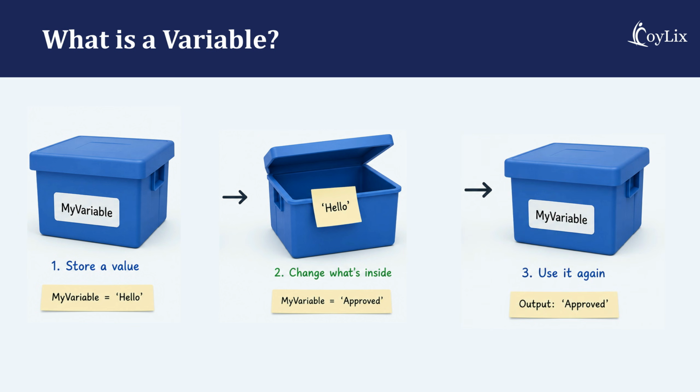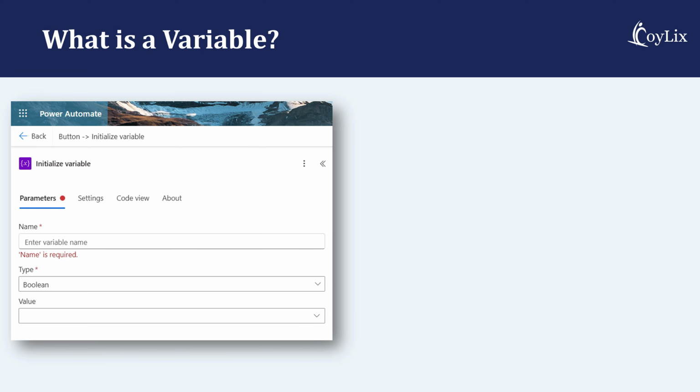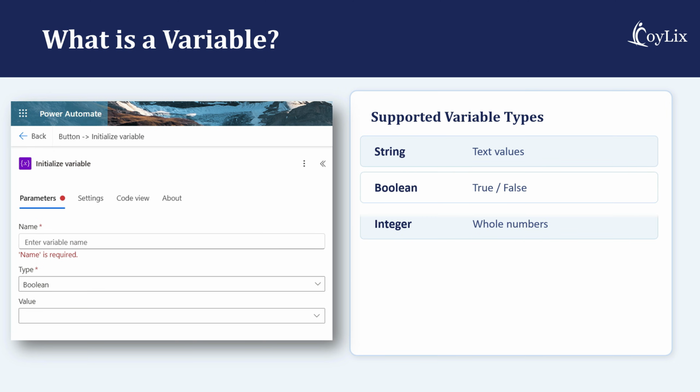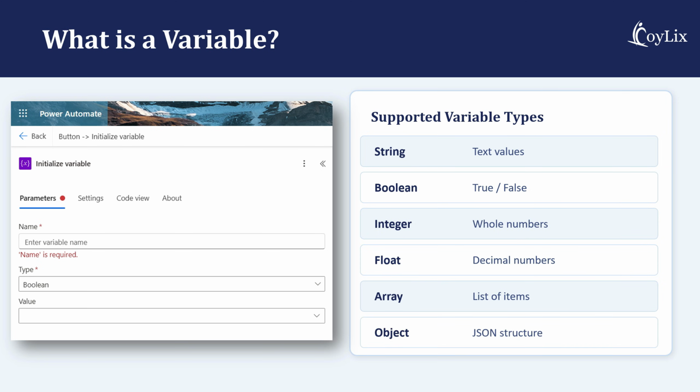To create that box, you use the initialize variable action. This action does two things at once. It gives a variable name and sets its data type. Optionally, you can also give it a starting value. According to the Microsoft documentation, Power Automate currently supports 6 variable types: string for text values, boolean for true/false, integer for whole numbers, float for decimal numbers, array for a list of items, and object, a JSON style structure with properties and values.